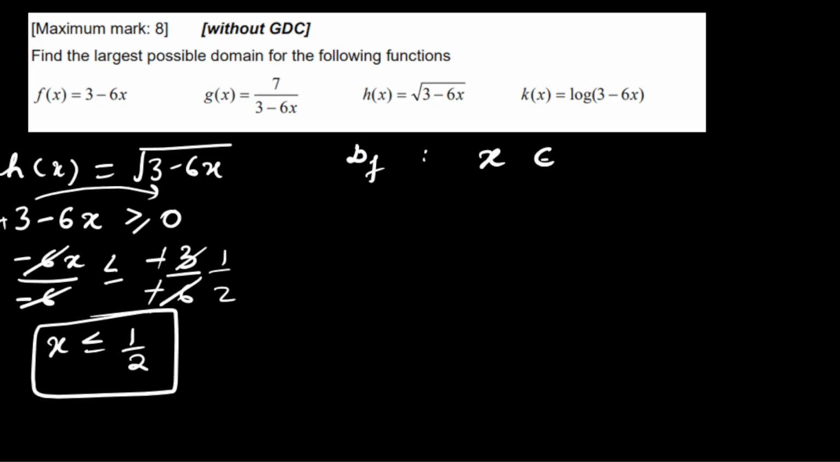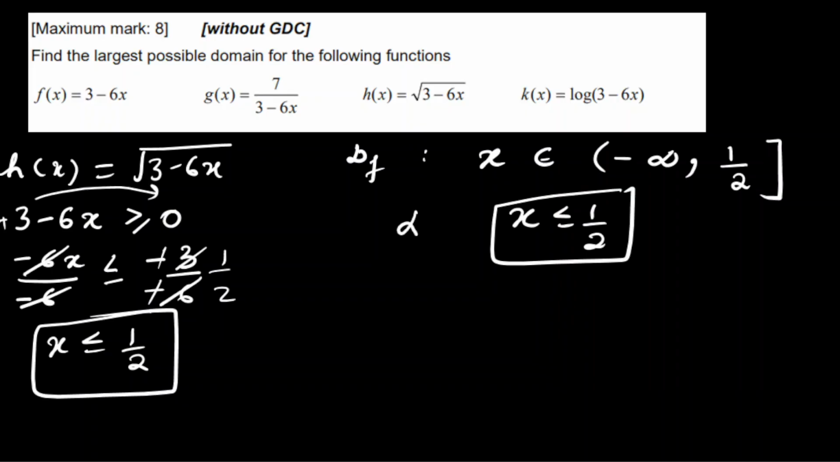So x belongs to, we can write x belongs to, x is less than. Less than means it will go till negative infinity to 1 by 2. This way we can write, or you can also write it in this way only: x is less than or equal to 1 by 2. So this is the domain of the given function.